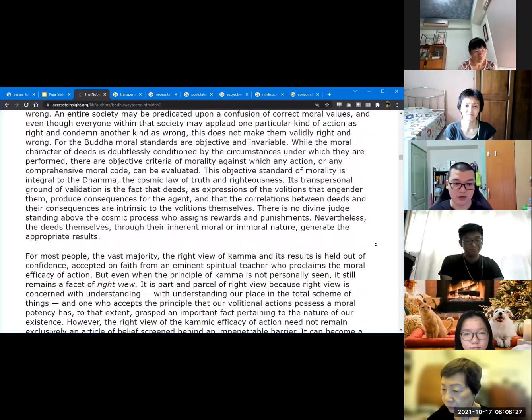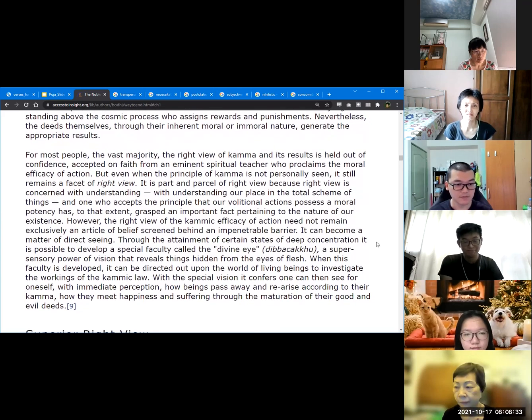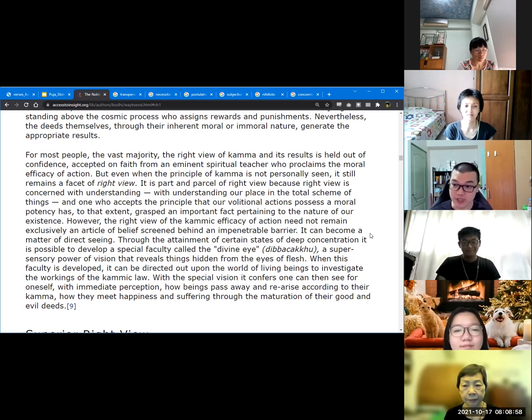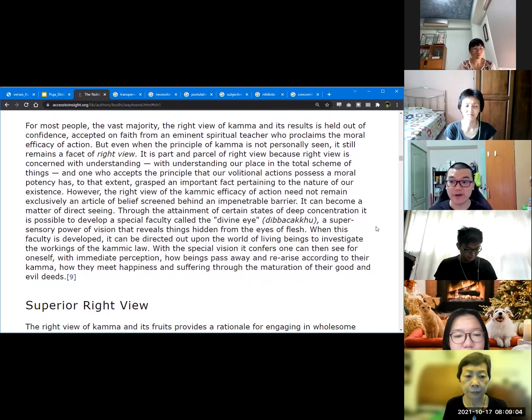And the third paragraph is the concluding paragraph for this mundane right view. And of course, it talks about how if you develop the divine eye, you can see for yourself that this is true. You can verify it for yourself. Yeah. So any questions, any comments? Okay. If not, then we can wrap it up here for the reading. Tomorrow, we can start to dive into the second type of right view, which is superior right view.